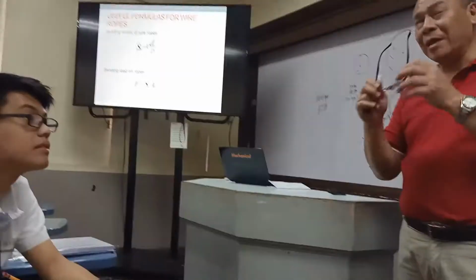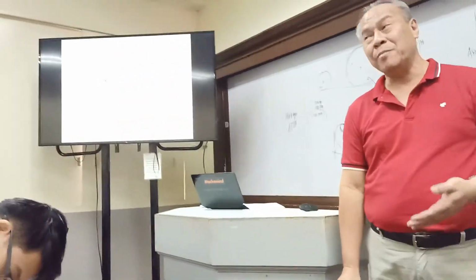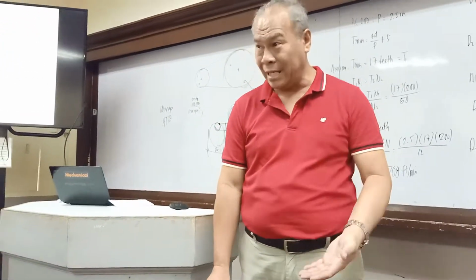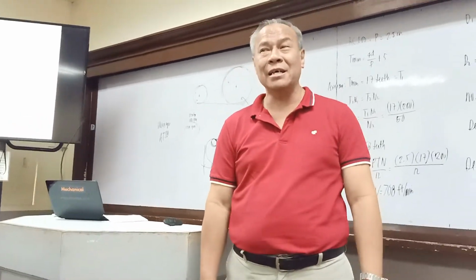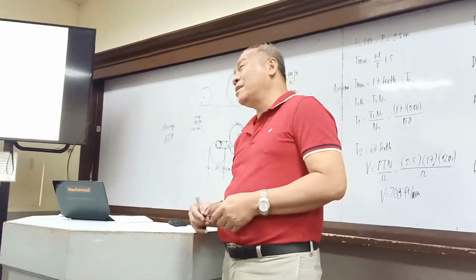So, meron pang ibang data yan. Kasi ang wire rope natin, ang material can either be an improved plow steel, pwedeng IPS, pwedeng MPS. Ano yung MPS? Mild plow steel, o kaya PS, yung plow steel na tinatawag natin. So, these are basically the materials for the wire ropes that we have.